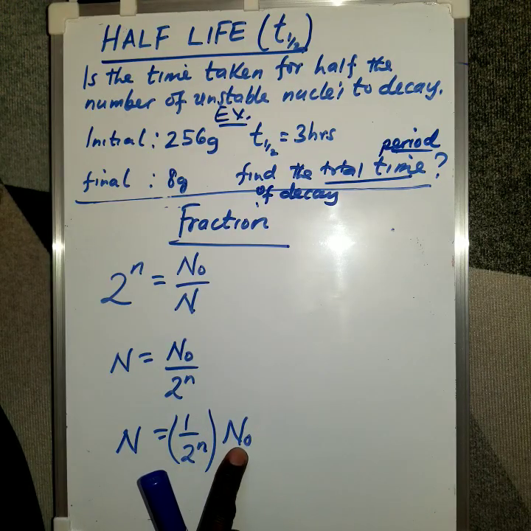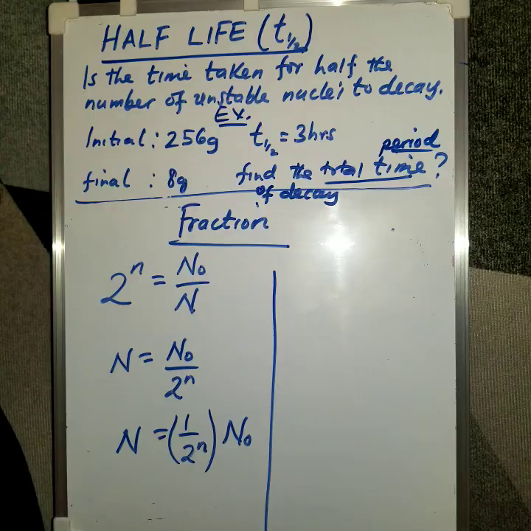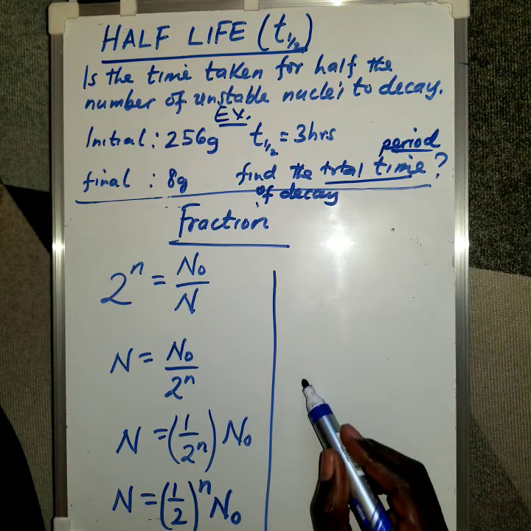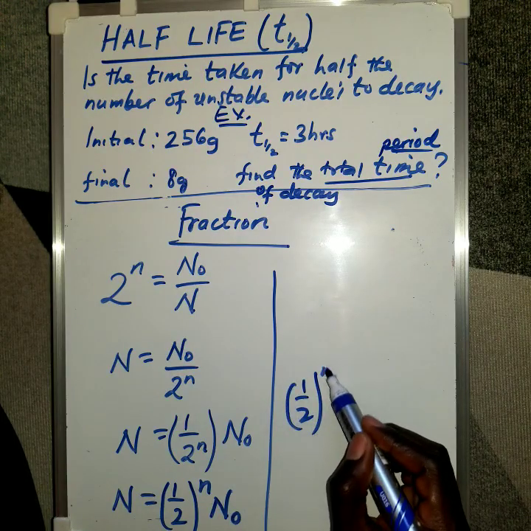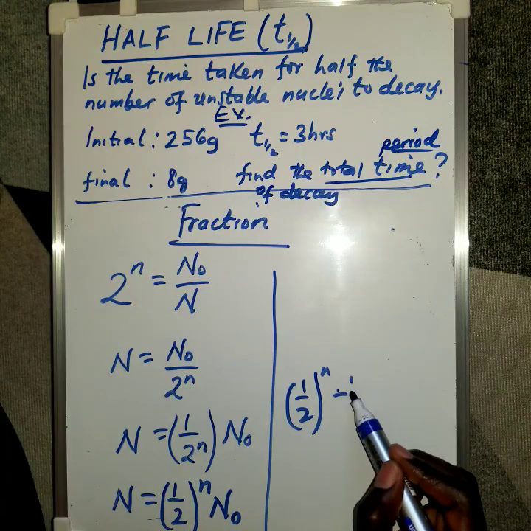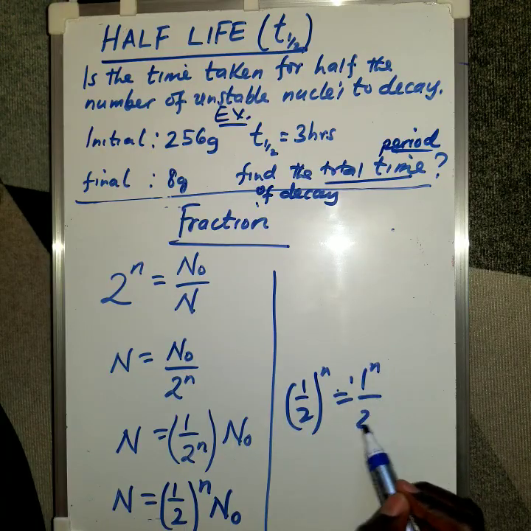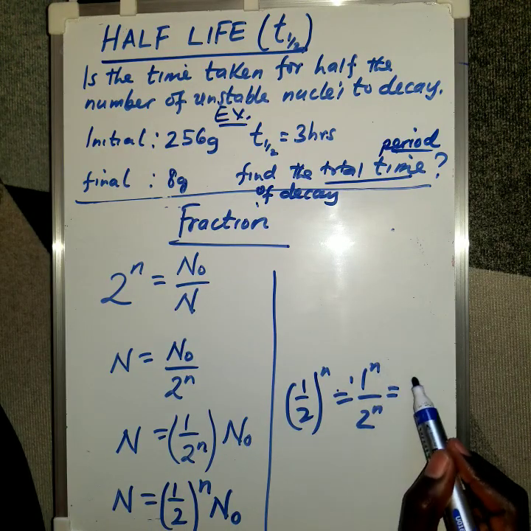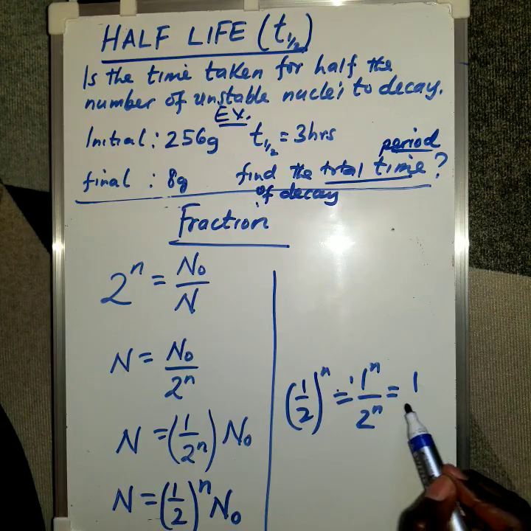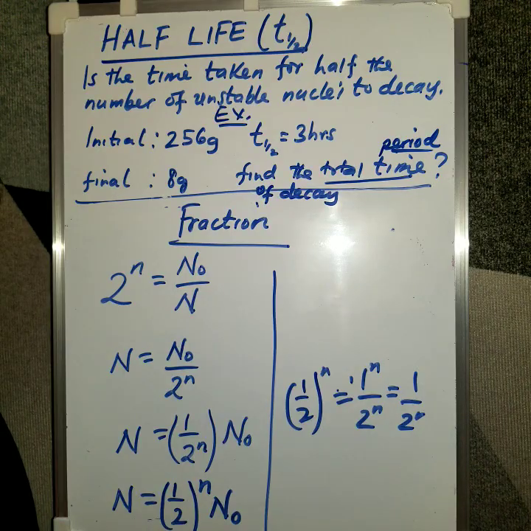Remember, N0 is the initial. So I can write this as 1 over 2 raised to the power n multiplied by N0. I've not changed anything here. Remember, if you write 1 over 2 raised to the power n, that is the same as saying 1 raised to the power n over 2 raised to the power n. 1 raised to the power n is 1, and that will give you that. So we have not changed anything.